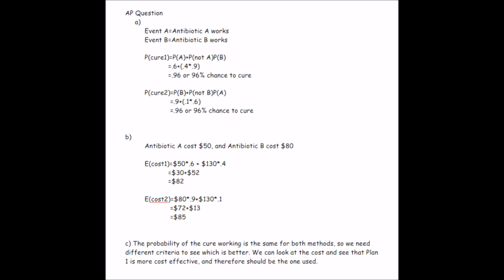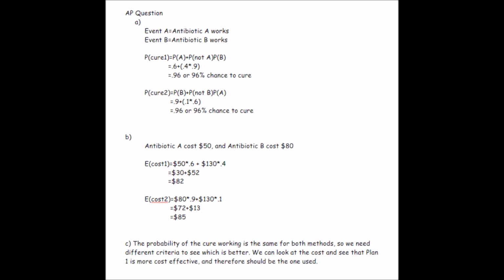of A working times its cost, and you add that to the probability of B working times the cost of A plus B, because you already would have used treatment A, which costs $50, plus the treatment B, which costs $80. That ends up being $30 plus $52, and you get that treatment A costs $82.